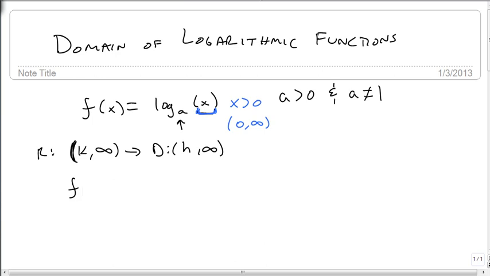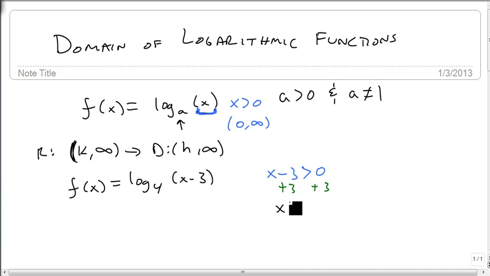So suppose we have the function f of x equals log base 4 of x minus 3, and I want to find the domain. Well, I take the x minus 3 and I set it strictly greater than 0. And then I solve for x, and I get x is greater than 3, or in interval notation, 3 to infinity. So as long as I pick things bigger than 3, I can take the log base 4 of them. Now notice the a doesn't play any role in the domain. All I care about is what's in parentheses of my function.